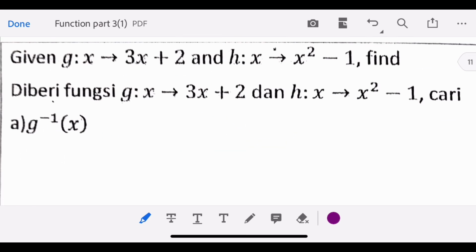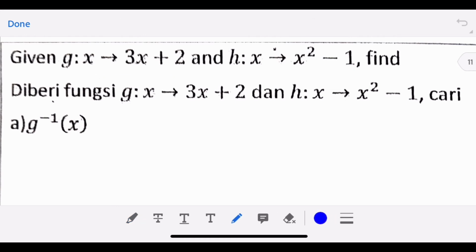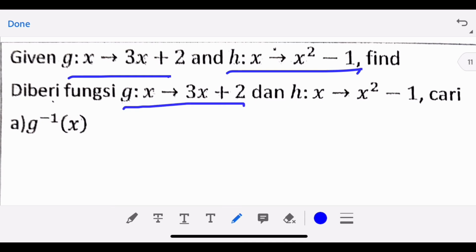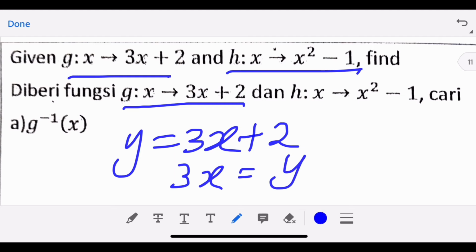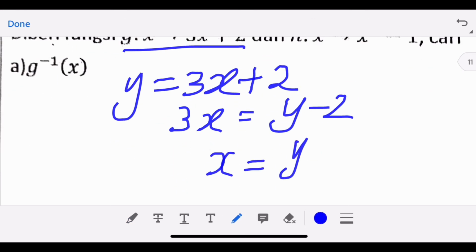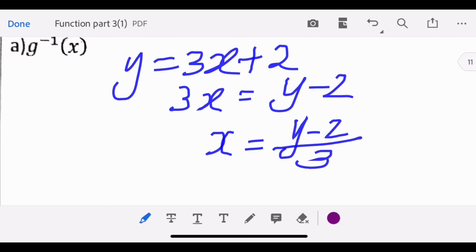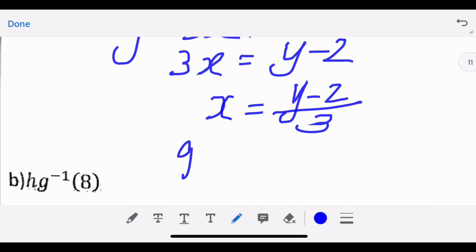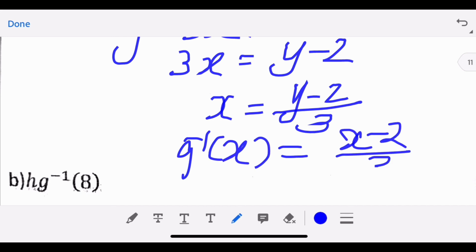For question number 11, you're given the functions g(x) and h(x), right? You're asked to find the inverse of g. So easy, right? This is a very common question in exams. If it is inverse, if plus, it becomes minus. If multiply, it becomes divide, right? So you write your g inverse is (x - 2)/3.